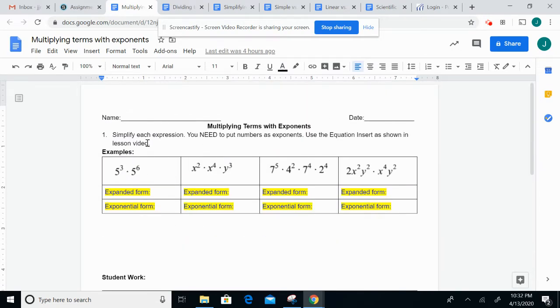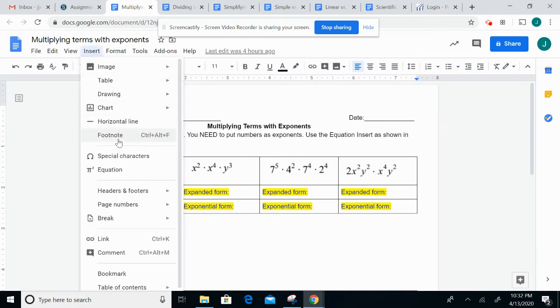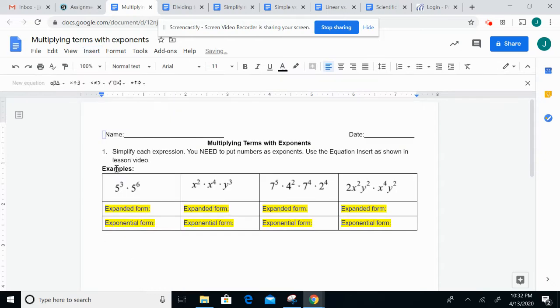All right, so to simplify each expression, it says you need to put numbers as exponents. One of the things I noticed when you guys did the first assignment was a lot of you either didn't watch the video or didn't follow directions. When you want to put something to an exponent, you have to go to insert, equation, and then type. That's going to be really important. So here we go.